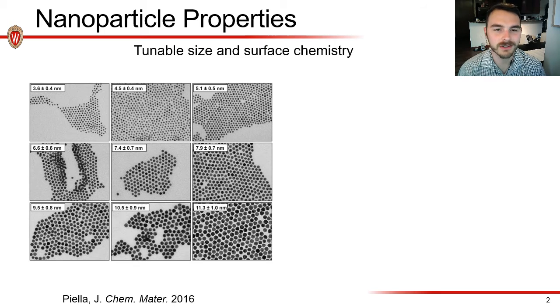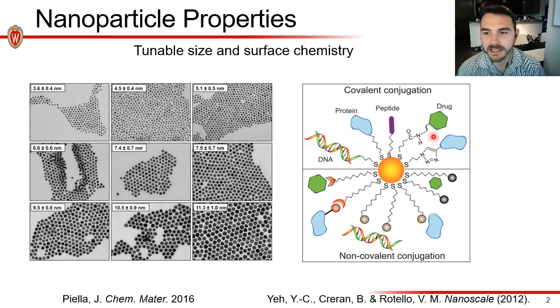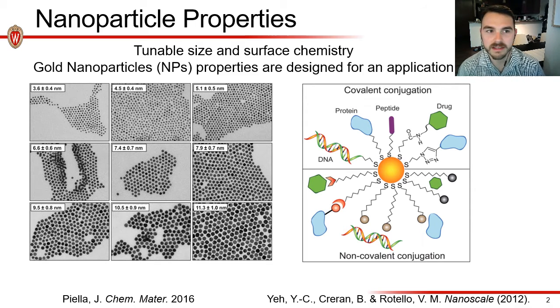Nanoparticles are particularly special because they have a large degree of tunable size and surface chemistry. Over here we show that experimentalists have the capabilities to create nanoparticles at whatever size is desired at a very narrow distribution. Experimentalists can also covalently conjugate different functional groups onto these nanoparticle surfaces, providing a large degree of tunable surface chemistry. And these gold nanoparticle properties are designed for a very specific application in mind.